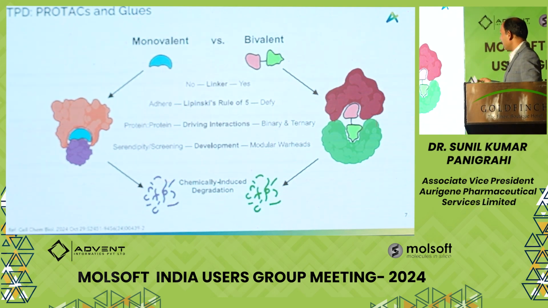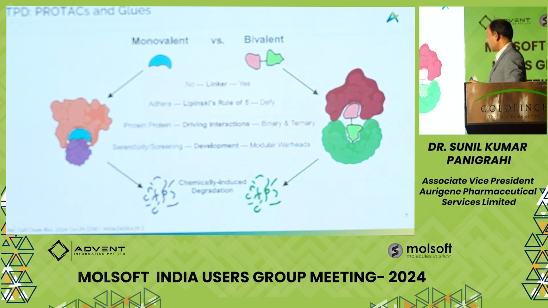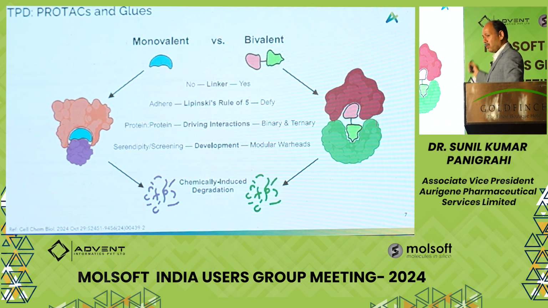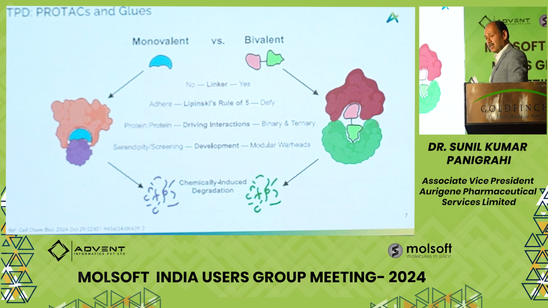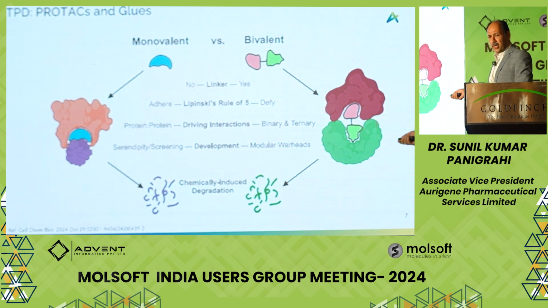So with monovalent and bivalent there are typical differences. Most challenges go with the design, and not only design, its developability towards later stages. Now monovalent means the glues, bivalent is the PROTAC. They deviate from certain rules of small molecules. There's a pretty good recent paper.